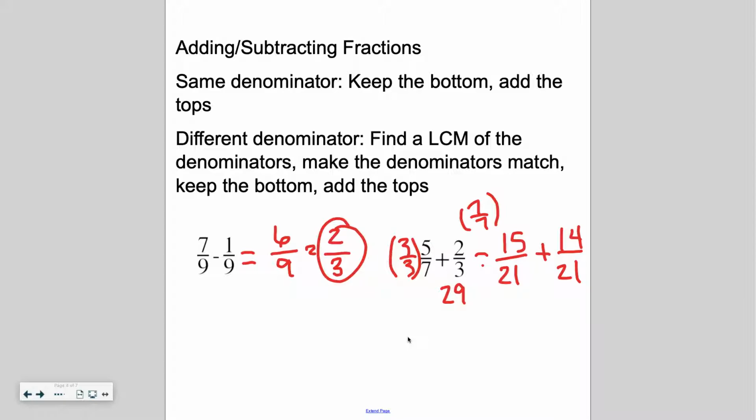29. I'm running out of room on the bottom of my screen. Your screen's a lot bigger, so sorry. And then over 21. 29 is a prime number, which means what? There are no factors. Nothing goes into 29. So that means that it's probably not going to reduce down. Okay? Any questions on adding and subtracting fractions? Excellent.